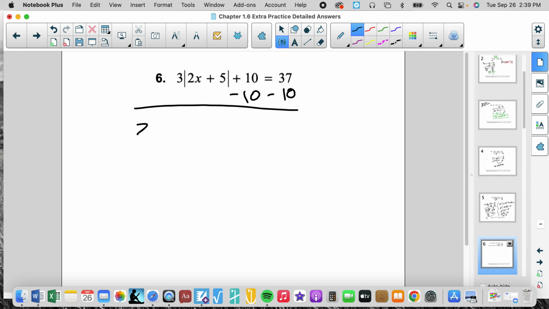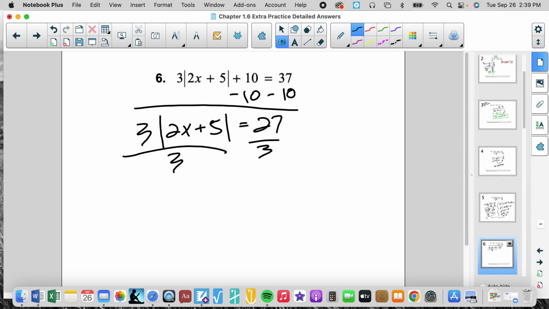Let's do number 6. Let's get on a fresh start, shall we? That's 27. We're going to divide by 3. We get 2x plus 5 equals 9.